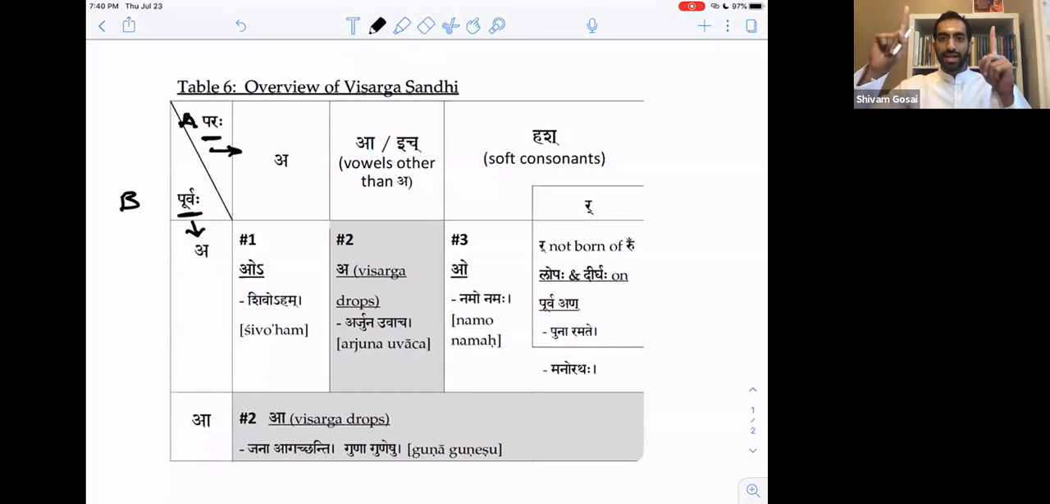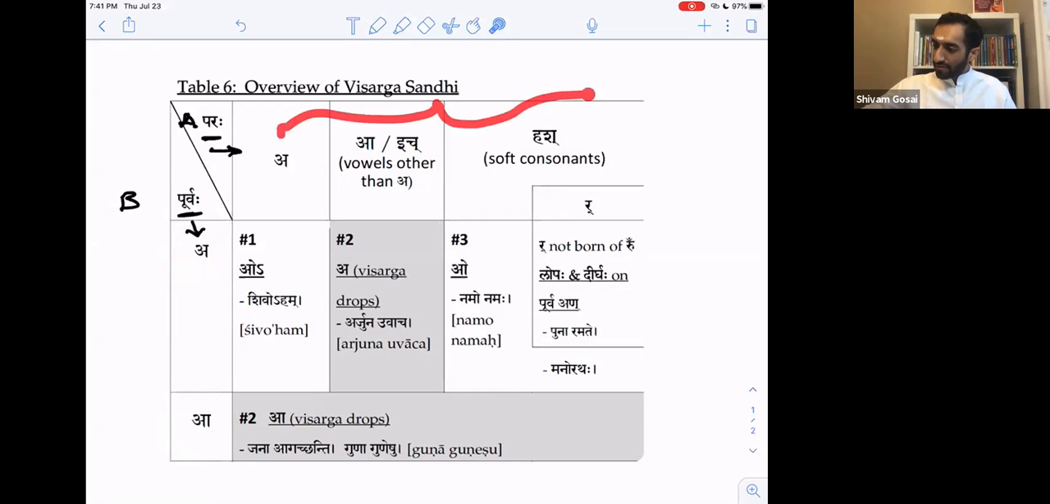So if I have akara preceding and akara following, then they'll meet here in Shivoham Sandhi. Or akara and any vowel other than a, the visarga will drop. We haven't seen this one, so we're going to see this in today's class, but we also saw this: akara and vowels other than a, and soft consonants, the visarga drops. This is guna guneshu sandhi.